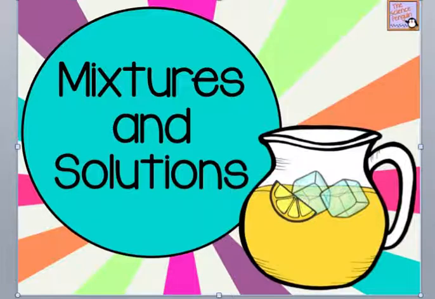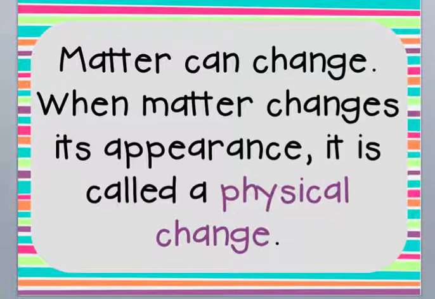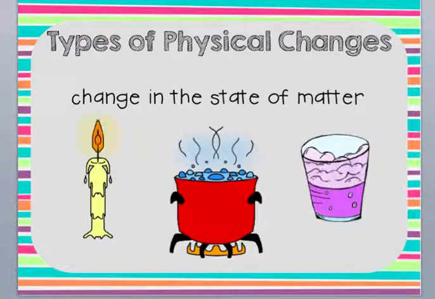All right, so mixtures and solutions. So in your notes, we need to know that matter can change, and when matter changes its appearance, it is called a physical change. A physical change is when it changes its appearance. So some types of physical changes: in the change in state of matter, we might see a candle that is melting. It's still going to be wax, but it will no longer have the same shape when it's done.